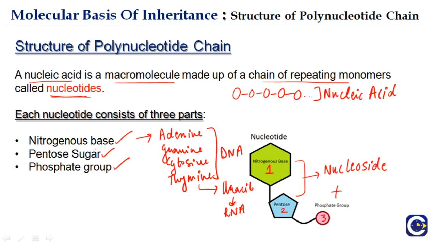So nitrogenous base plus pentose sugar plus phosphate is a nucleotide. And just the nitrogenous base and pentose is a nucleoside. And multiple nucleotides, that is nitrogenous base, pentose, and phosphate group, result in the formation of the macromolecule nucleic acid. What are the examples of a nucleic acid? DNA and RNA. So DNA and RNA are nucleic acids.